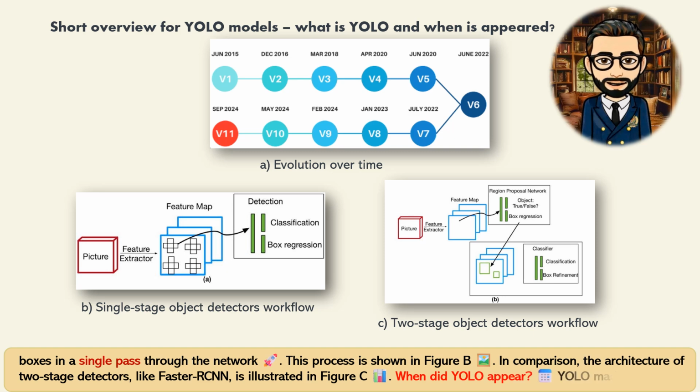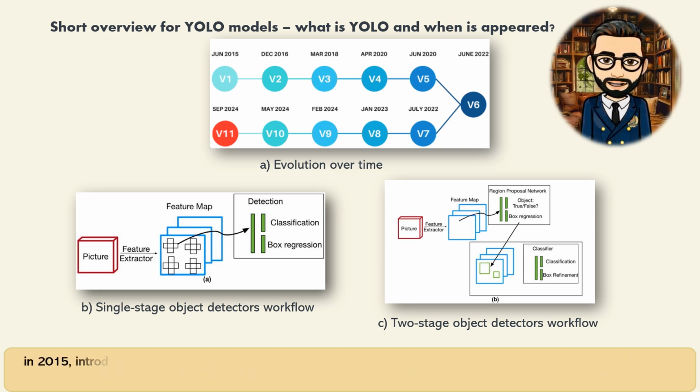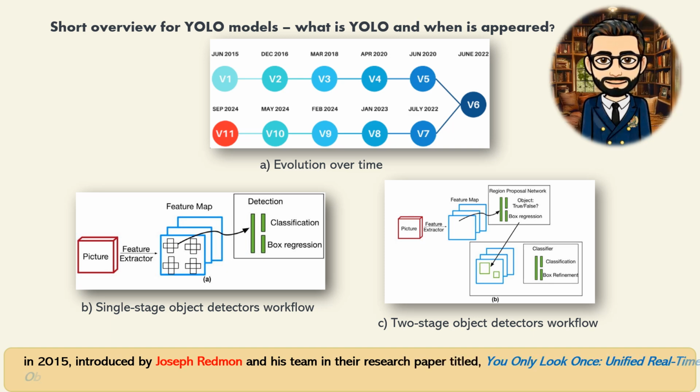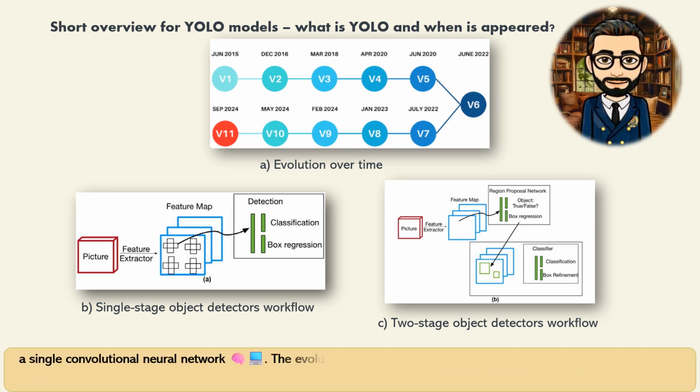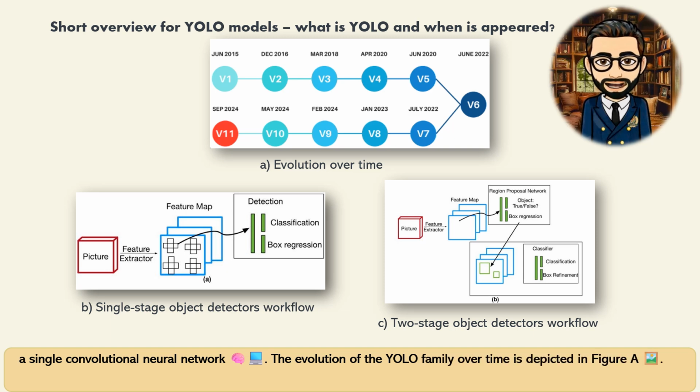When did YOLO appear? YOLO made its debut in 2015, introduced by Joseph Redmon and his team in their research paper titled You Only Look Once: Unified, Real-Time Object Detection. This groundbreaking work redefined object detection by combining the entire process into a single convolutional neural network. The evolution of the YOLO family over time is depicted in Figure A.